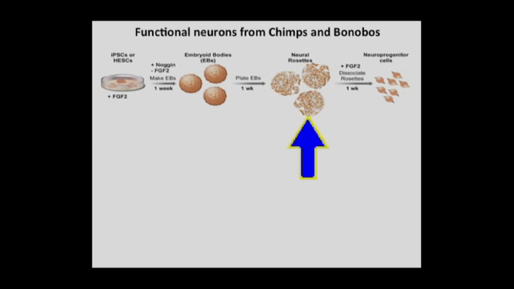And we plate these embryoid bodies in a neural condition. As soon as they reach this neural condition, they start to form what we call the neural rosettes. These resemble early stages of neurotube formation, and at this stage, they already express some neural markers. If you dissociate these cells, you can have a more homogeneous population of neuroprogenitor cells. And those neuroprogenitor cells can now give rise to neurons and glial cells from the brain.